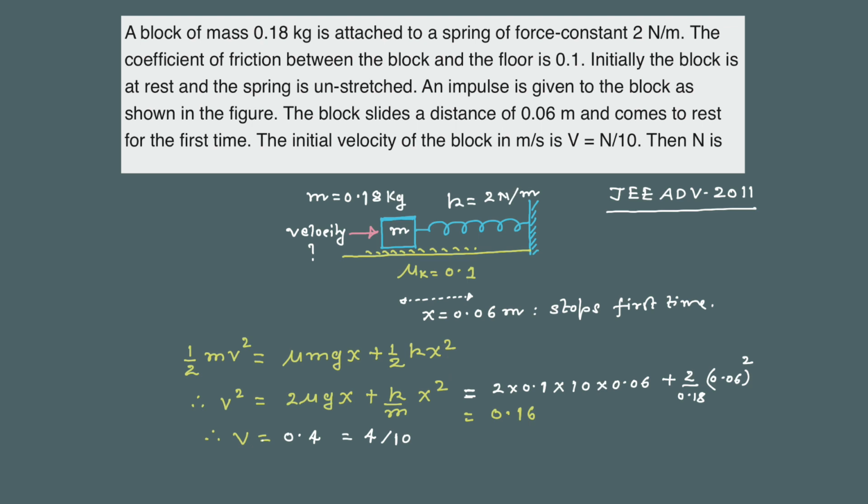Value of every quantity is given except v. X is given as 0.06, mu is 0.1, k is 2, all in SI units. So if we substitute, we will get v as 0.4. And there is no tough calculation, it is simple calculation. And this can be written as 4/10. So if we compare it from the question, n/10 and 4/10, then clearly n is 4.